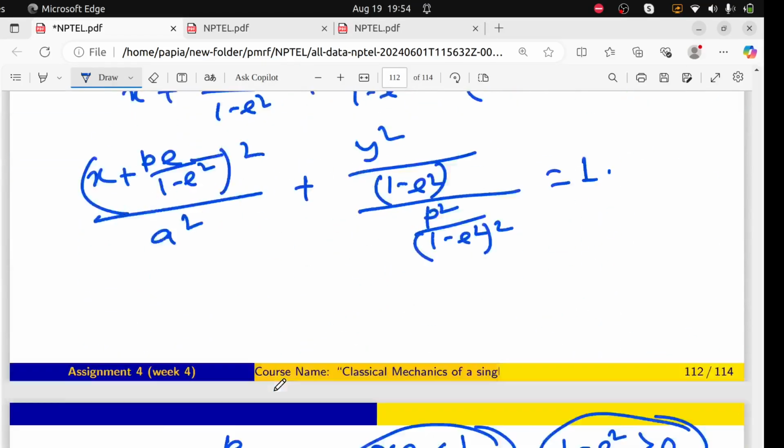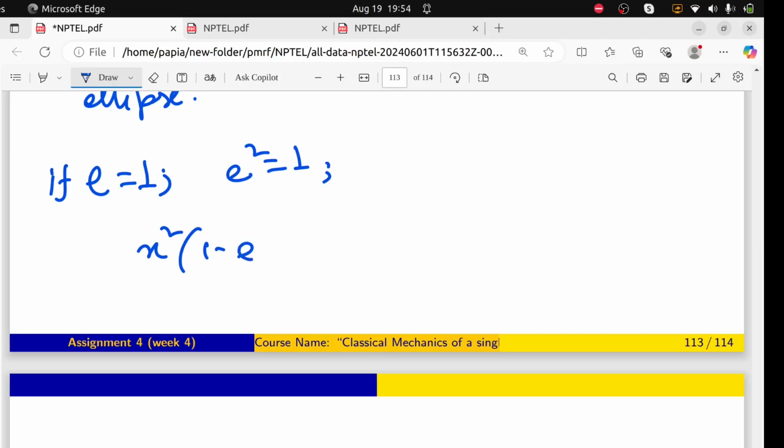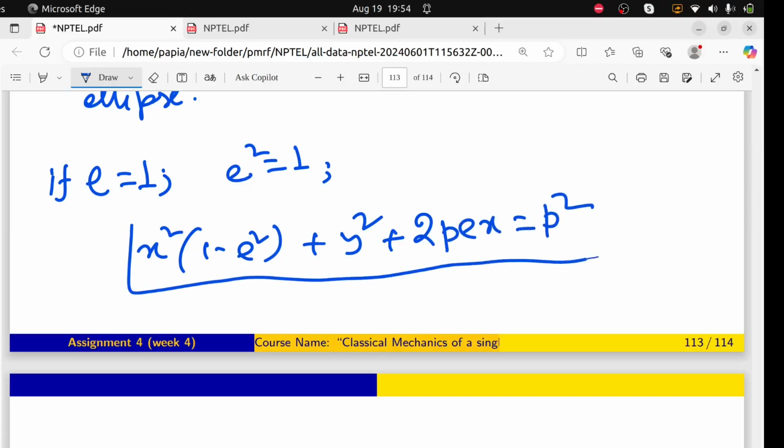e equals 1. If e equals 1, then e square is also 1. Now what was that calculation? It was x square (1 − e square) plus y square plus 2pex equals p square. That is the general equation for every e.